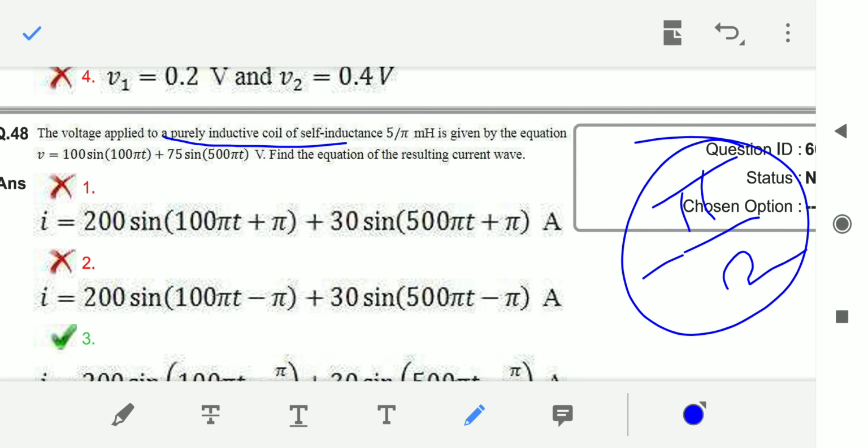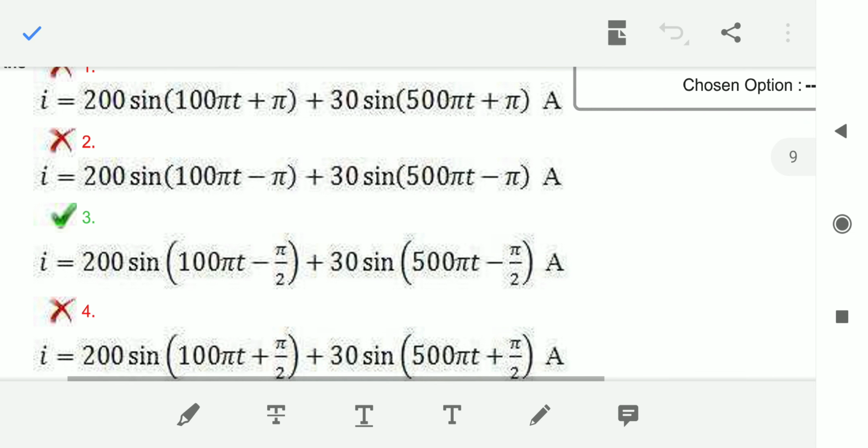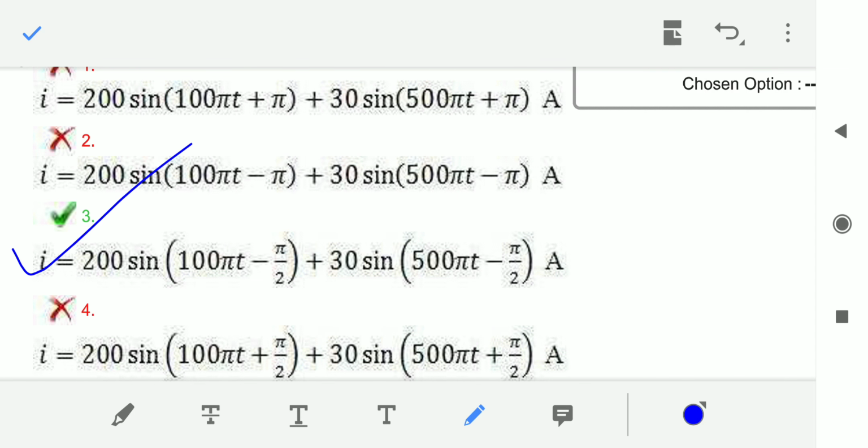Lagging means minus. That means the answer must contain minus pi by 2. So if you observe the options, what is the answer? Definitely option 3. Only option 3 has minus pi by 2. So the answer is option 3.